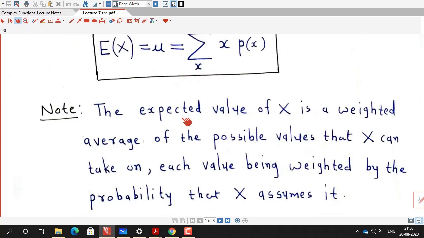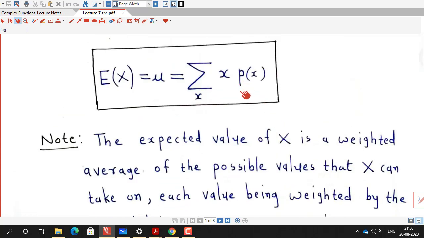As I said, the expected value of x is a weighted average of the possible values that capital X can take on, each value being weighted by the probability that capital X assumes it. That means this p of x is nothing but the probability that capital X equals small x. So these probabilities are working as weights for this definition.